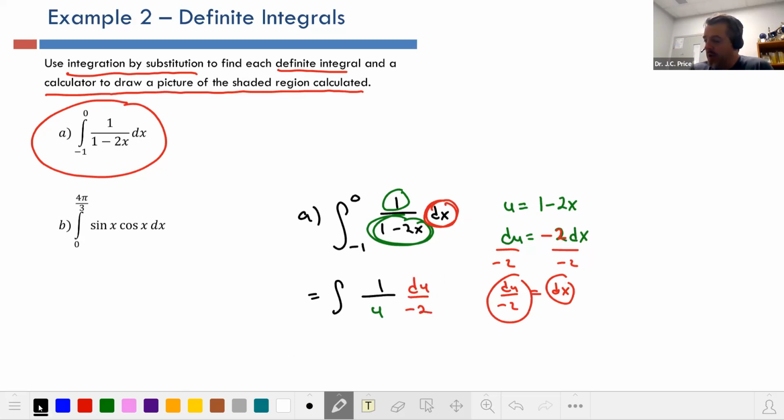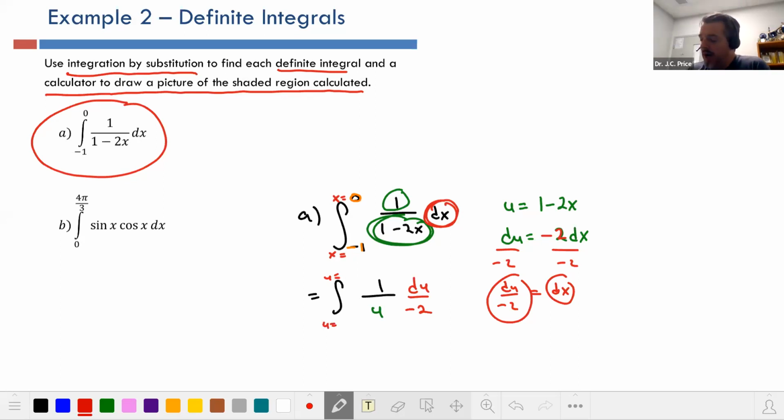And then don't forget, I have to change these limits of integration. So up to this point, everything's been the same as it was before. The only difference when you're doing these definite integrals and substitution is that now you have to change those limits of integration. And the reason for that is that this is actually x equals. And down here, you're going to wind up with u equals. So we don't normally write the variable there, but it is implied.